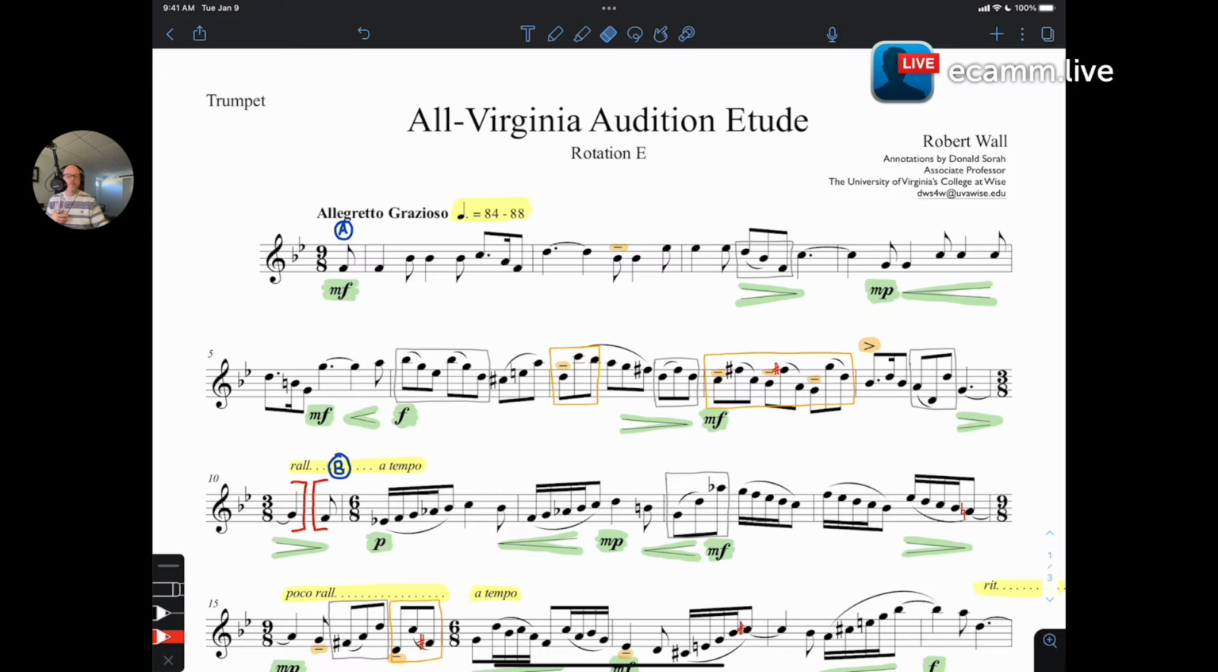1, 2, 3. Ta ta ta ta ta ta ta ta ta ta ta ta ta ta ta ta ta ta ta ta ta ta ta ta ta ta ta ta ta ta ta ra ta ta ra ta ta ra ta ta ra ta ra ta ra ta ra ta ra ta ra ta ta ra ti ra ta.